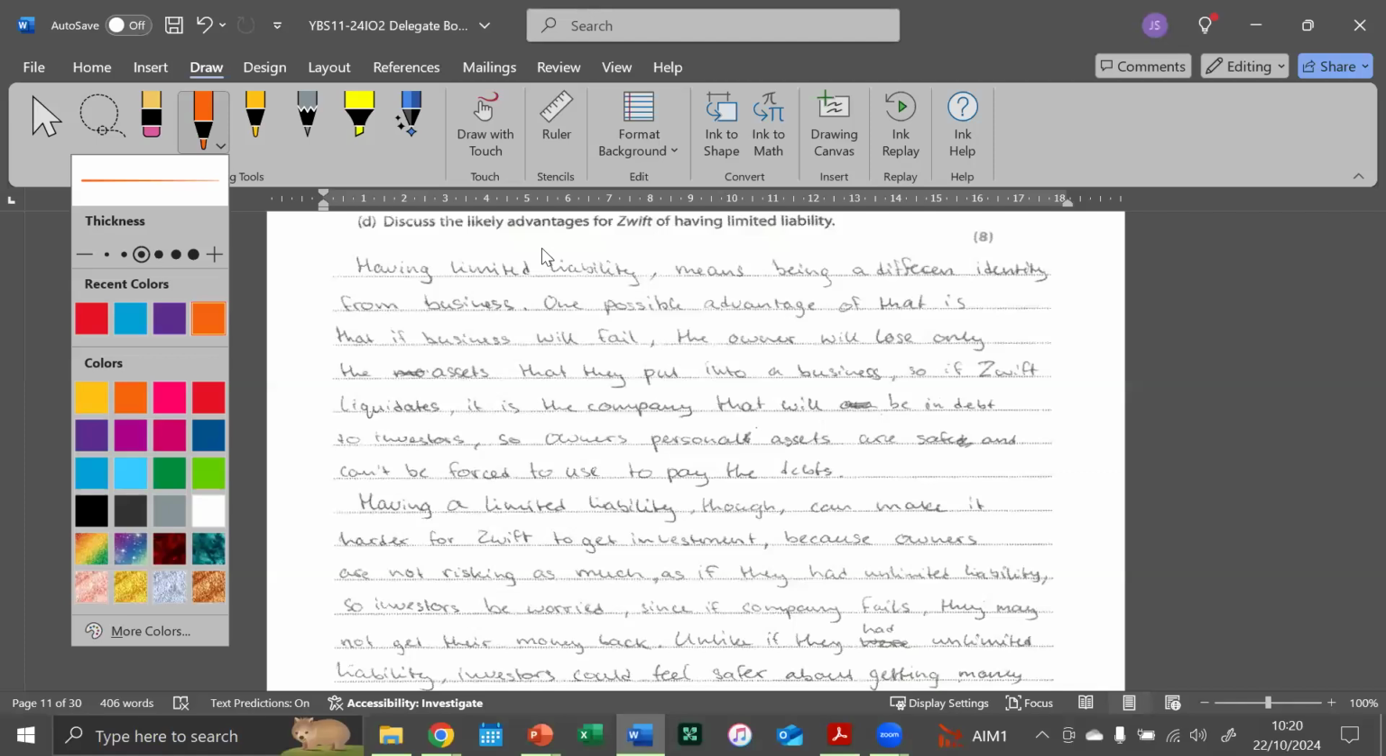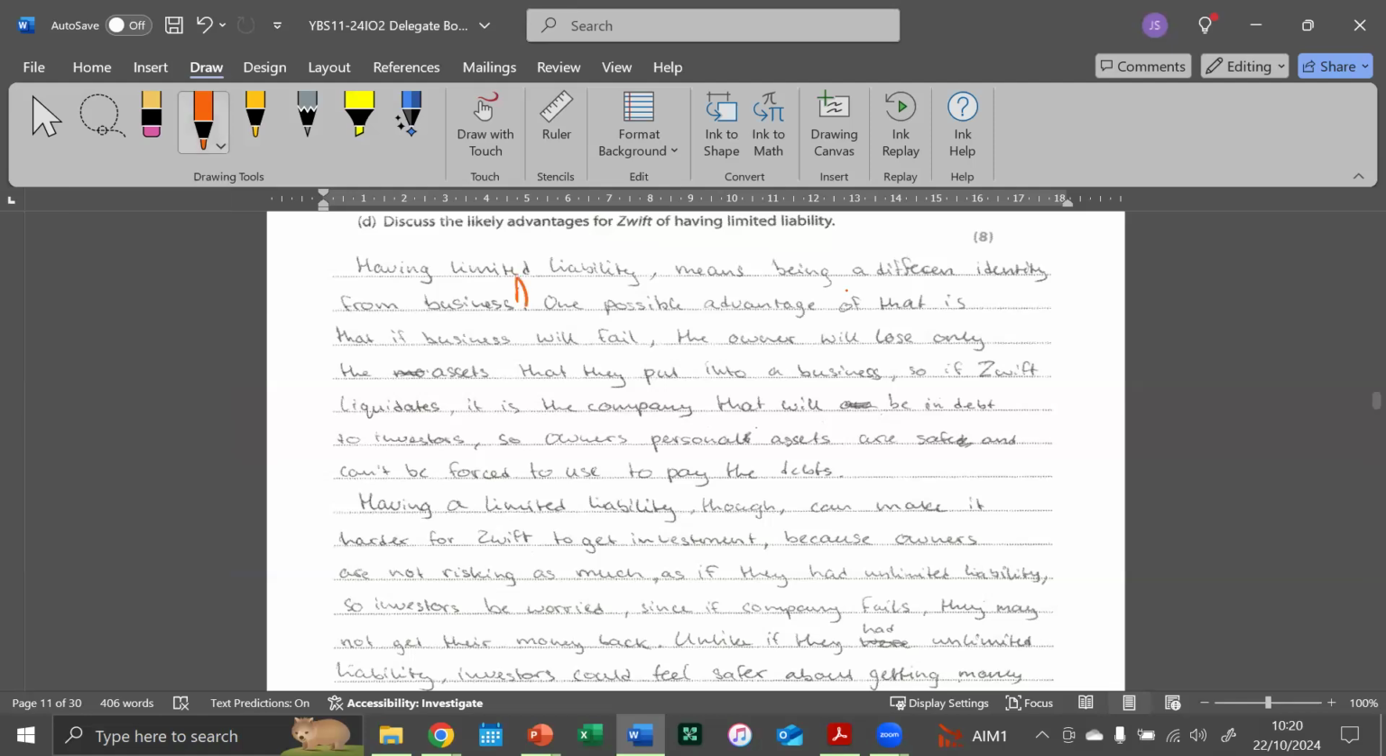Okay, so what have we got here? Different identity from the business. Whose is this different identity? Means being a different identity from the business. Well, I'm guessing they're meaning the shareholders. So I'm just reminding myself there.